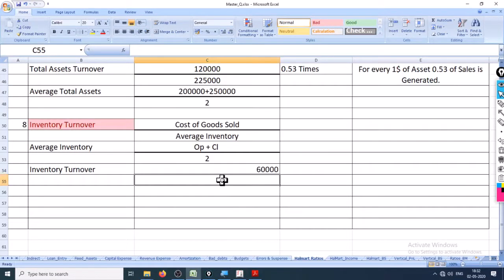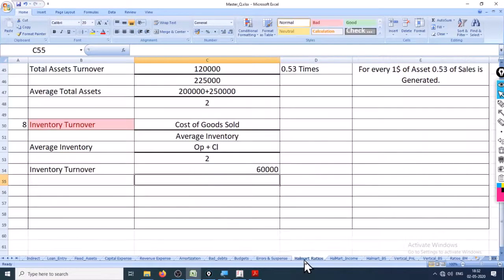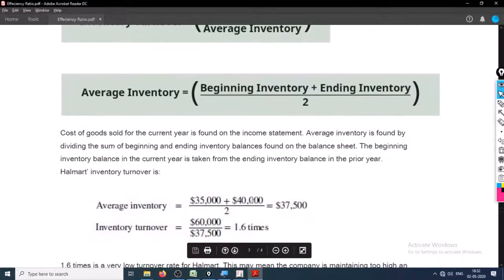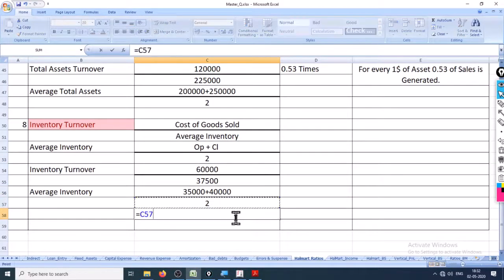Average inventory is opening plus closing upon 2. How to arrive at it? Inventory 35,000 plus 40,000 divided by 2. Now what is 75 divided by 2? I guess it's 37,500. Let's check. Yeah, good to go. And the ratio will come to 60,000 divided by 37,500, which is 1.6 times.